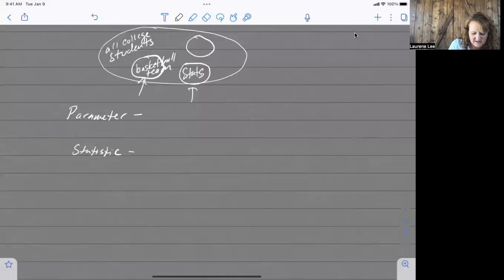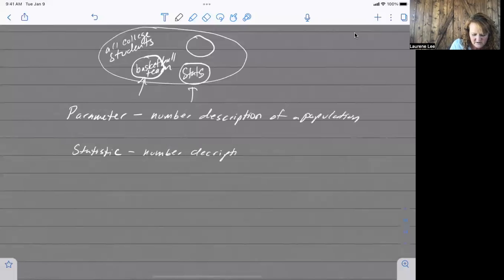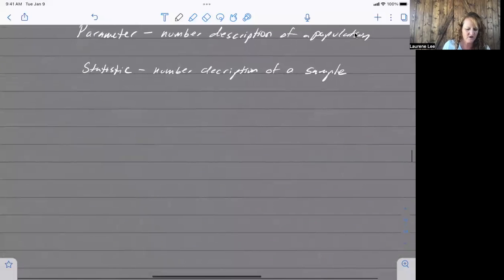A parameter is a number description of a population. And a statistic is a number description of a sample. Okay. So let's run through our whole example and talk about each of these vocab words together. And I'll give you a specific example of parameter and statistics.